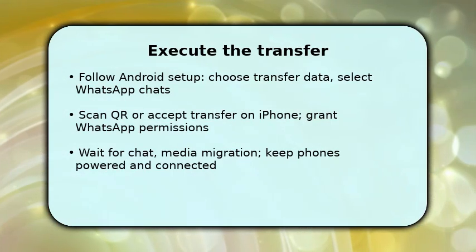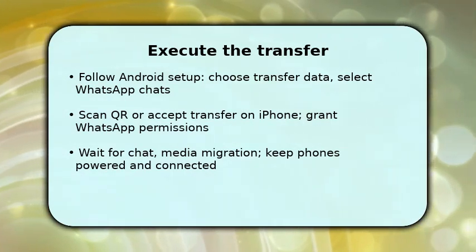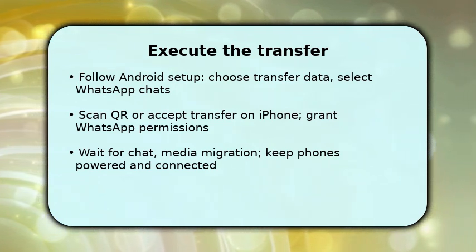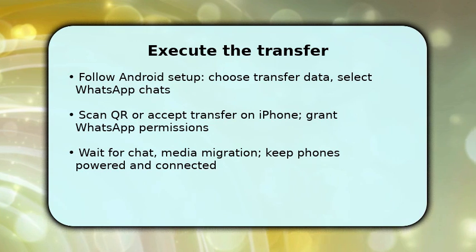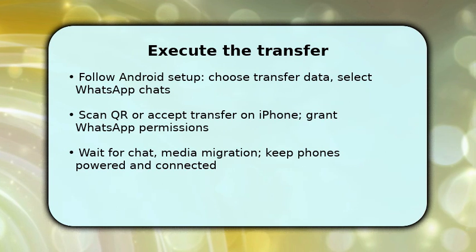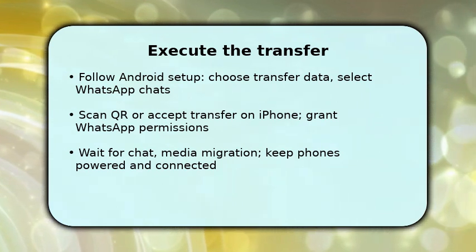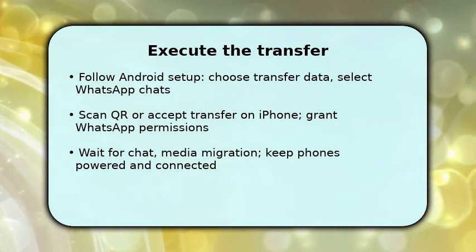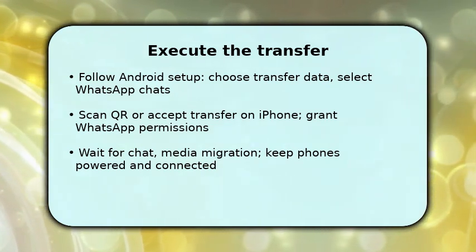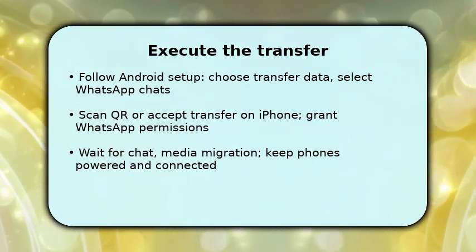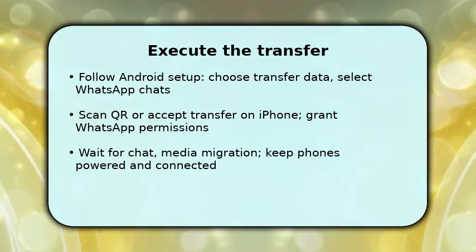You now perform the actual migration. During the Android setup flow, choose to transfer data from iPhone, then follow the on-screen steps to open WhatsApp on the iPhone and scan the QR shown on Android if prompted. Make sure you grant camera, storage, and microphone permissions when requested. Once initiated, WhatsApp will export chats and media and import them to the Android WhatsApp instance. Be patient, because large media libraries can take many minutes to finish.